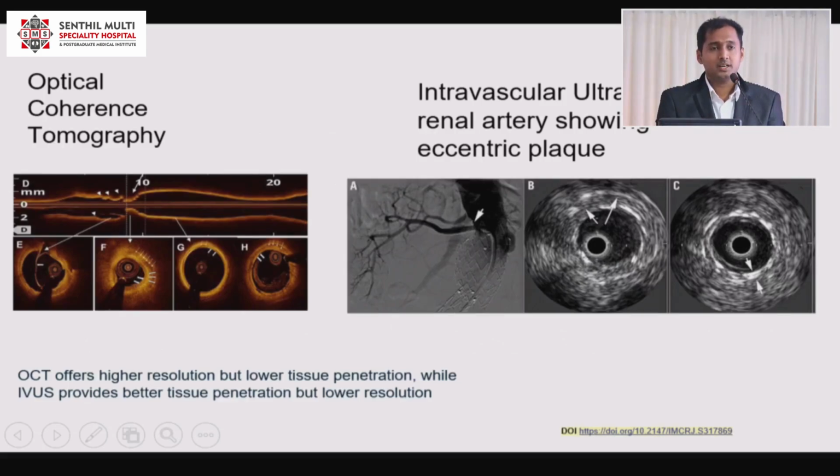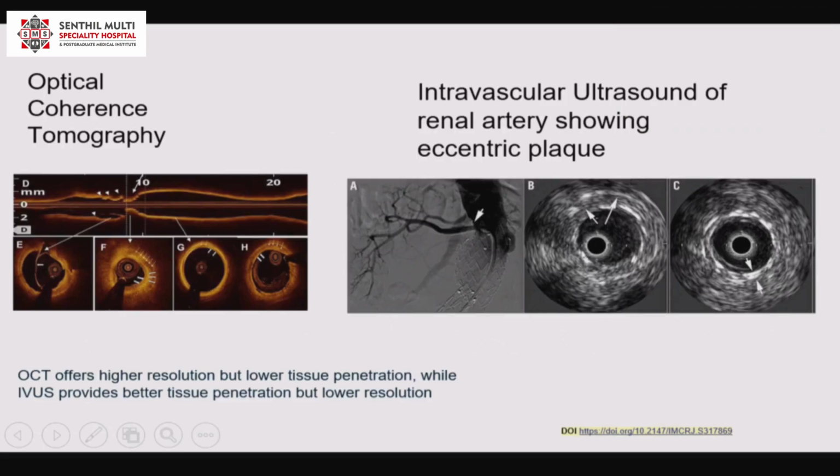So these are the two other advanced investigations that are available for evaluating the image. This is an optical coherence tomography, and this is an intravascular ultrasound of the renal arteries. IVUS has deeper penetration, but it shows an eccentric plaque, whereas this OCT has a higher resolution and it is useful for a dissection diagnosis. And this also shows the thickening of the tunica intima and the media.